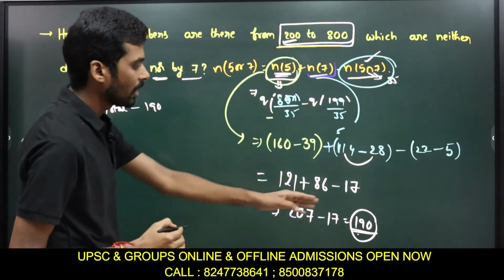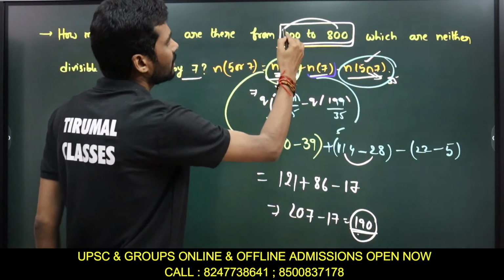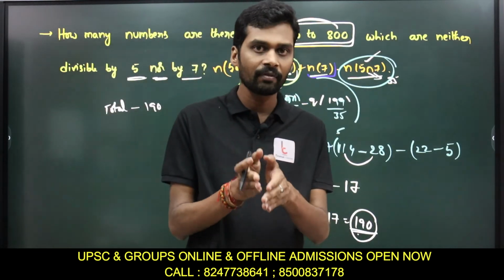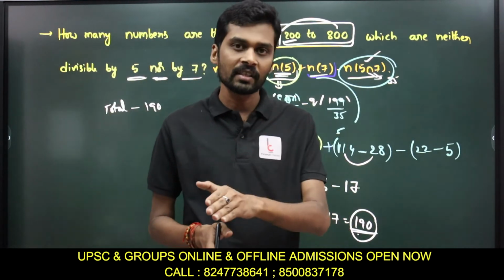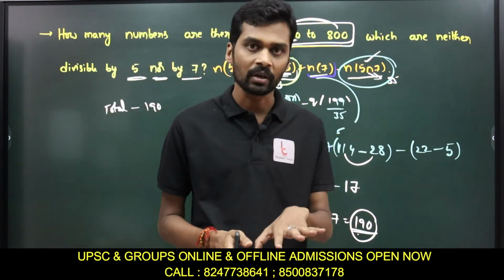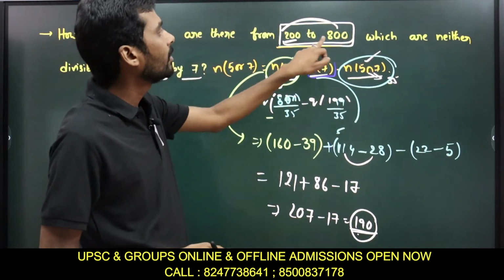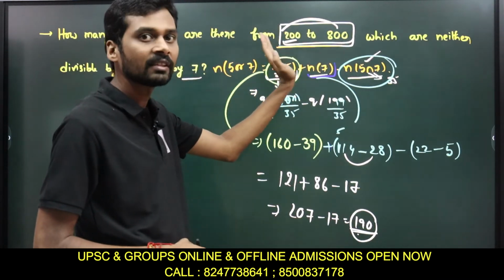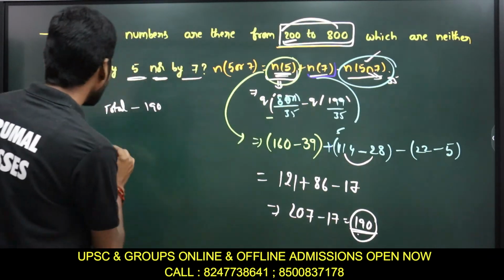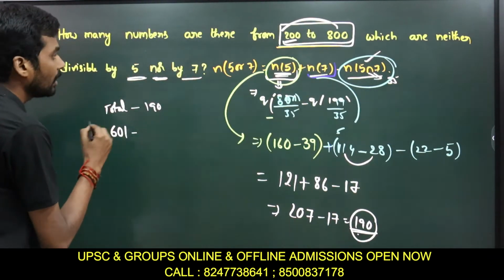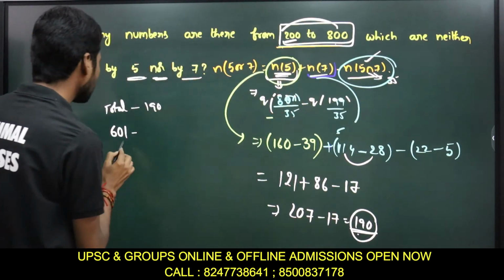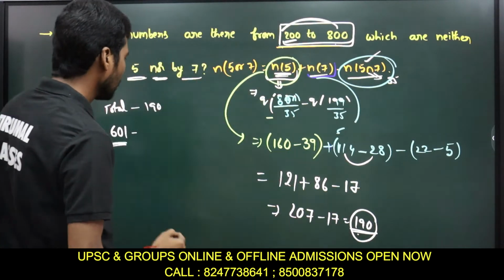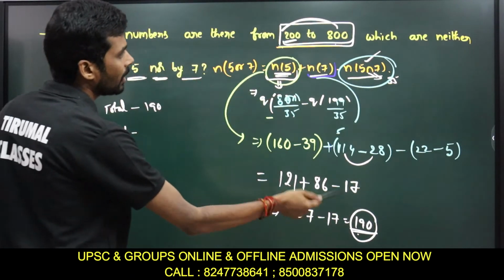So by the way, how many numbers do I have from 200 to 800? I told you already how many numbers there are from one number to another number: largest number minus smallest number plus 1. So the largest number is 800 minus the smallest number 200. 800 minus 200 is 600. 600 plus 1 is 601. The total numbers from 200 to 800 is 601, which is nothing but largest number minus smallest number plus 1.